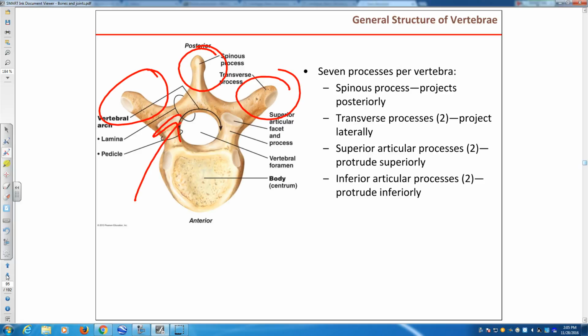These two, the ones that I touch with my index and middle finger, are superior articulating processes. Can you see them? On this one, these two, they're really small here that I touch. They are inferior articulating processes.